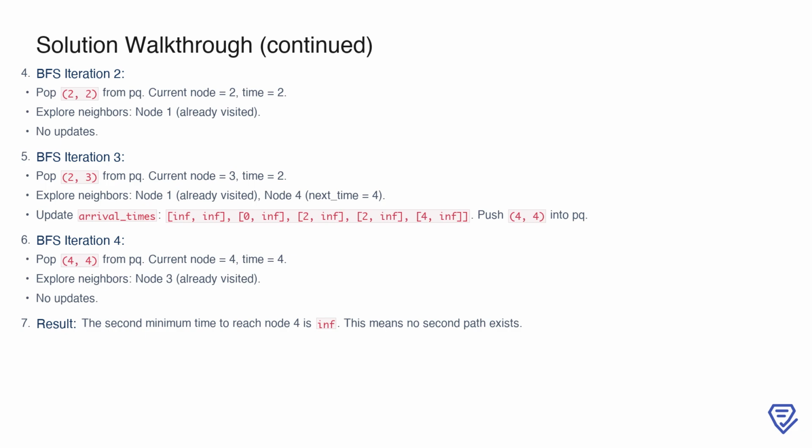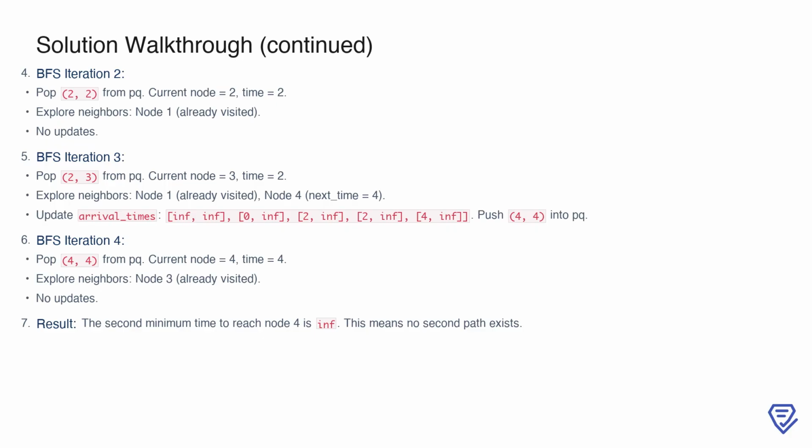From node 3, we explore its neighbors, which include node 1 and node 4. Node 1 has already been visited, so we skip it. For node 4, the calculated next_time is 4, so we update its arrival_times to [4, INF], and push (4, 4) into the queue. Finally, we process (4, 4) at node 4 with a time of 4. From here, we explore its only neighbor, node 3, which has already been visited, so no updates are made.